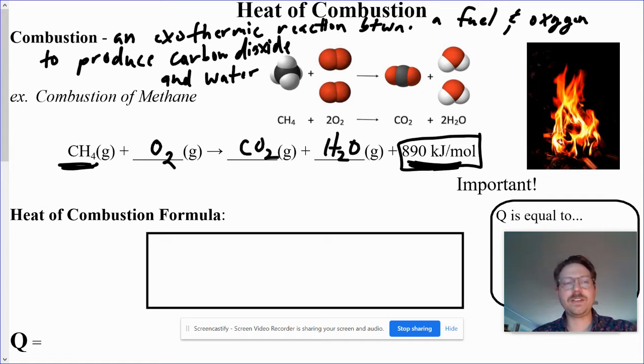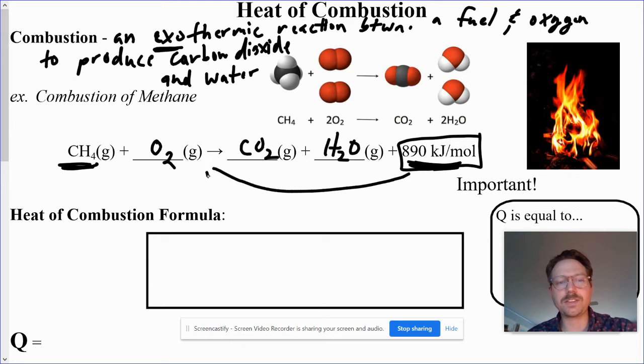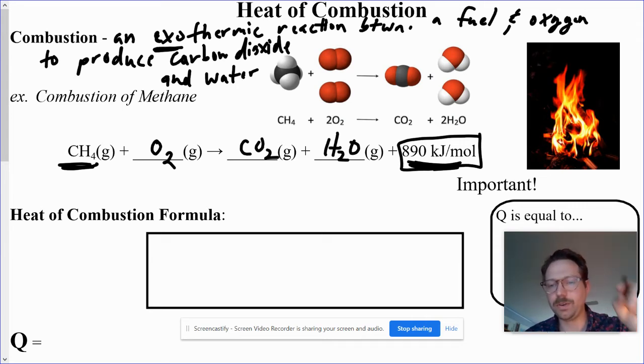And again, this indicates that it's an exothermic reaction, meaning that heat is going to come out. If I had an endothermic reaction, well, then this would be on the other side. That would be an endothermic reaction because total or net, I would have to add more energy.